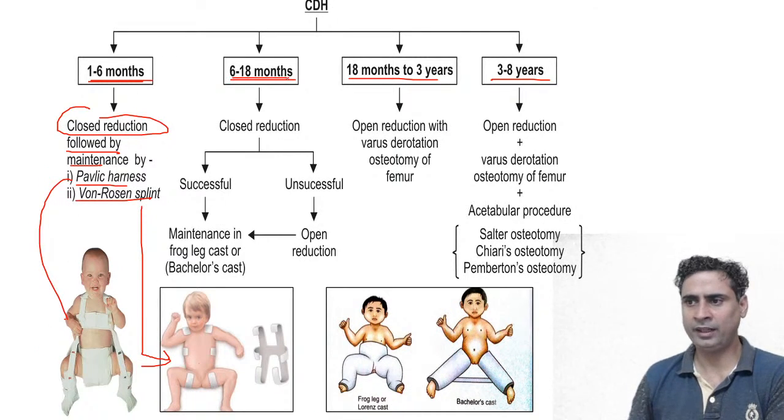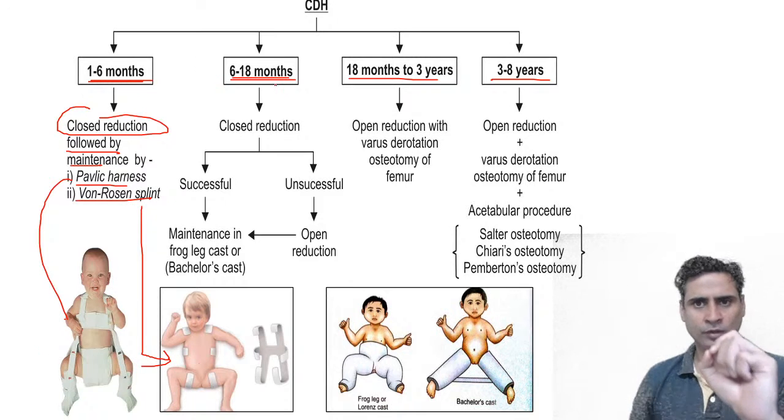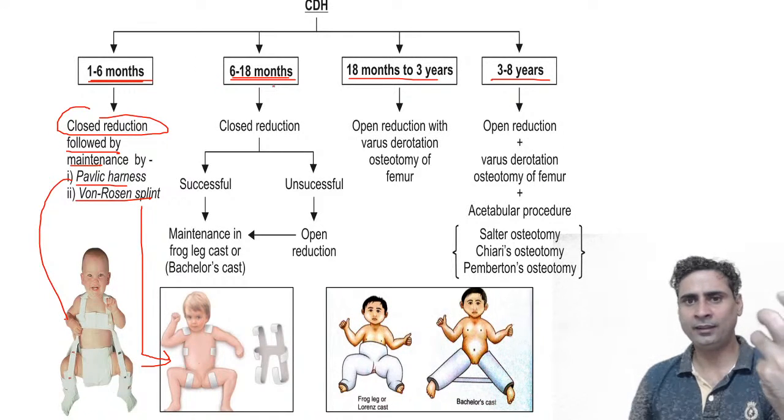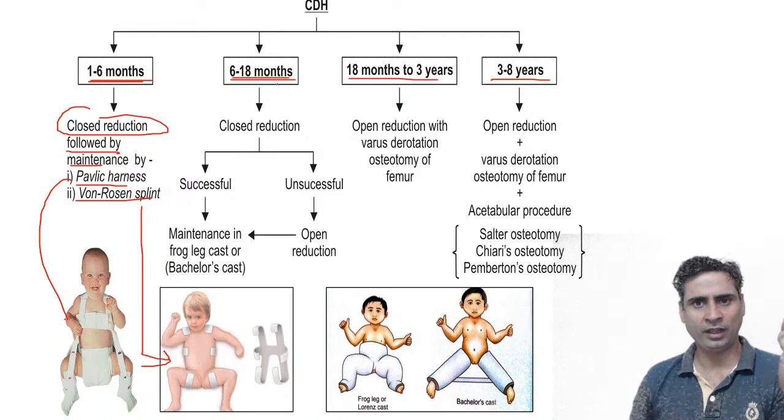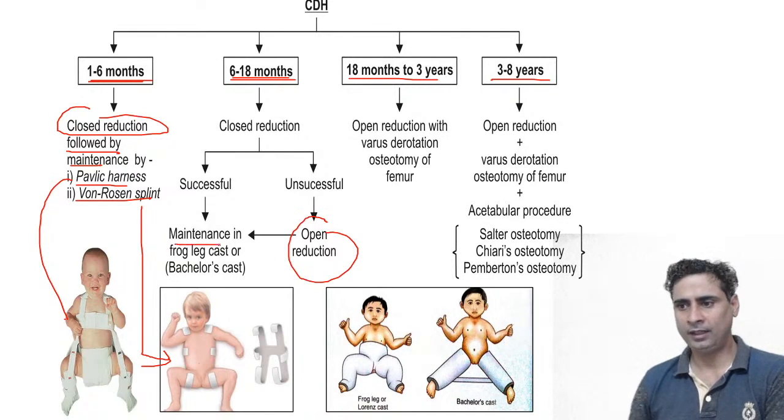Next age group, 6 to 18 months, you can try closed reduction, but most of the time either it will redislocate or you will not be able to achieve closed reduction. So most of the time open reduction, and then maintenance of that reduction is either frog leg cast or bachelor's cast.